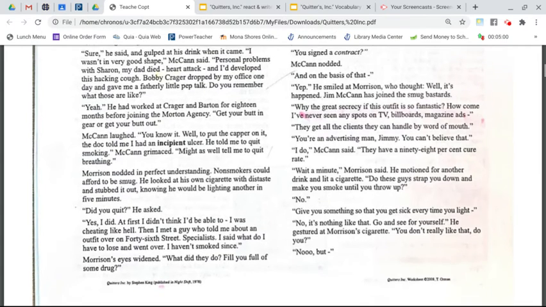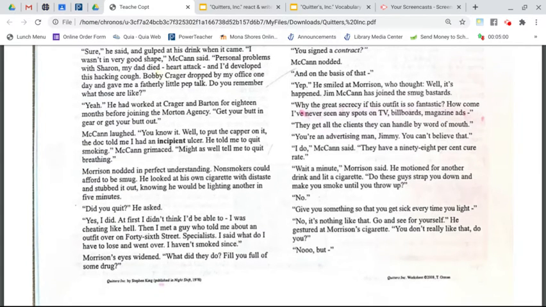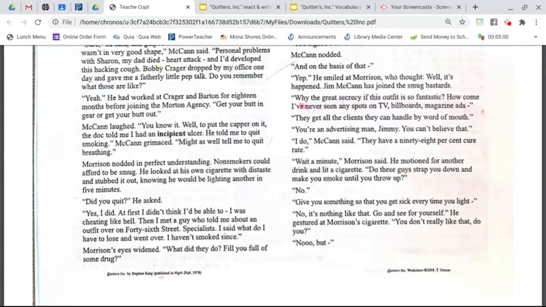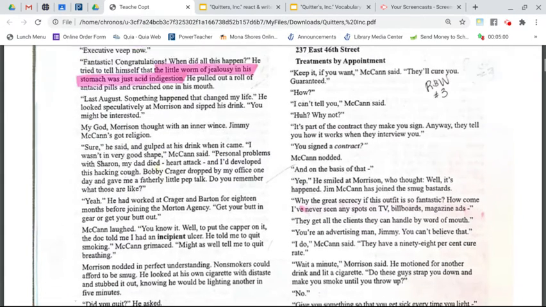Morrison nodded in perfect understanding. Non-smokers could afford to be smug. He looked at his own cigarette with distaste and stubbed it out, knowing he would be lighting another in 5 minutes. Did you quit? He asked. Yes, I did. At first, I didn't think I'd be able to. I was cheating like hell. Then I met a guy who told me about an outfit over on 46th Street. Specialists, I said. What do I have to lose? And went over. I haven't smoked since. Morrison's eyes widened. What did they do? Fill you full of some drug?